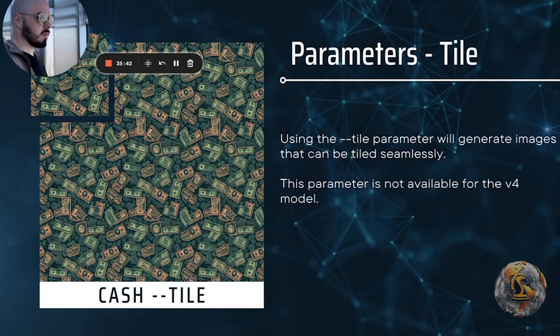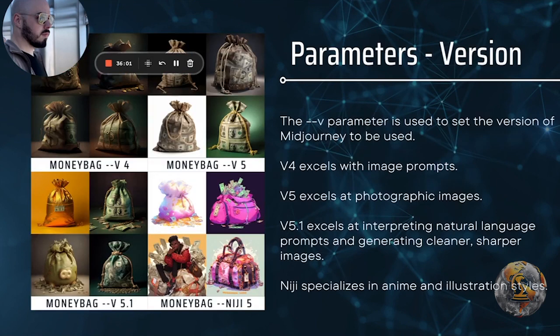Okay, now let's talk about the tile parameter. Using the --tile parameter will generate images that can be tiled seamlessly. This parameter is not available for the V4 model, so keep that in mind. But --tile, cool. You can see it right there over on the left.